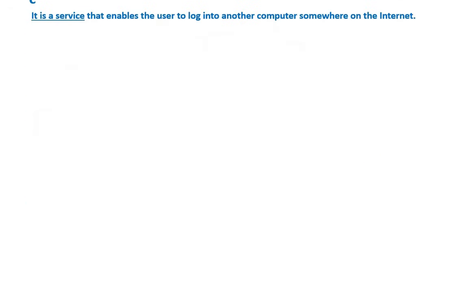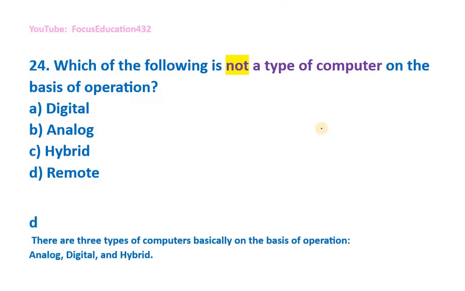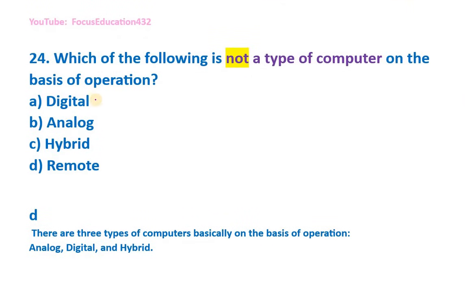Now, which of the following is not a type of computer on the basis of operation? Right, not a type of computer. Digital computers are of different types. Digital is there, analog is there, right? These are types, we can say. Hybrid means a combination of digital and analog. So basically these are the types of computers: digital, analog, hybrid. What about remote? No, a remote is an electronic device, but it is used for signals only, not for processing. So a remote is not a type of computer.